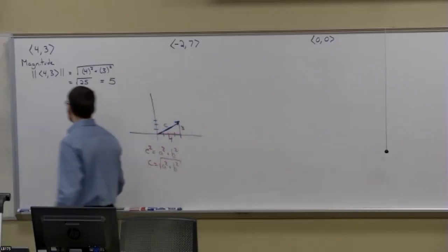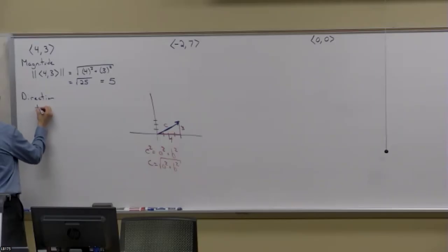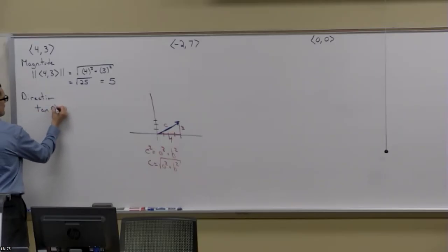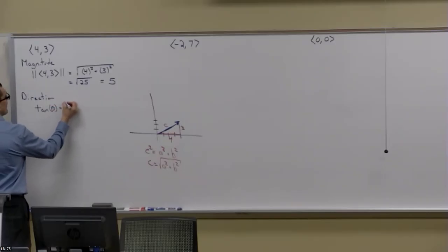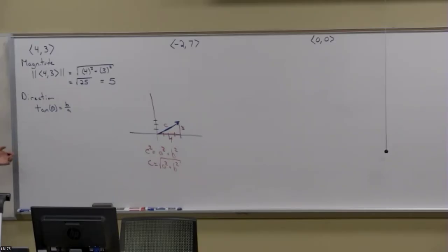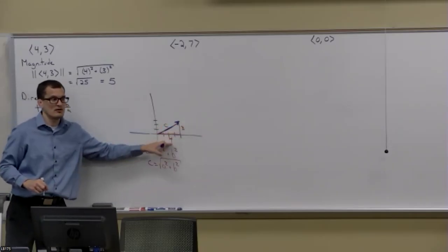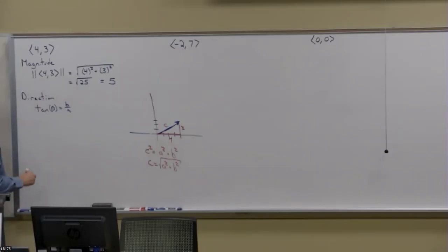And then the direction: tangent of theta is equal to b over a, which is the y piece over the x piece. That's exactly what we did with tangent earlier. Tangent was y over x on a triangle. Think of opposite over adjacent. So 3 over 4.